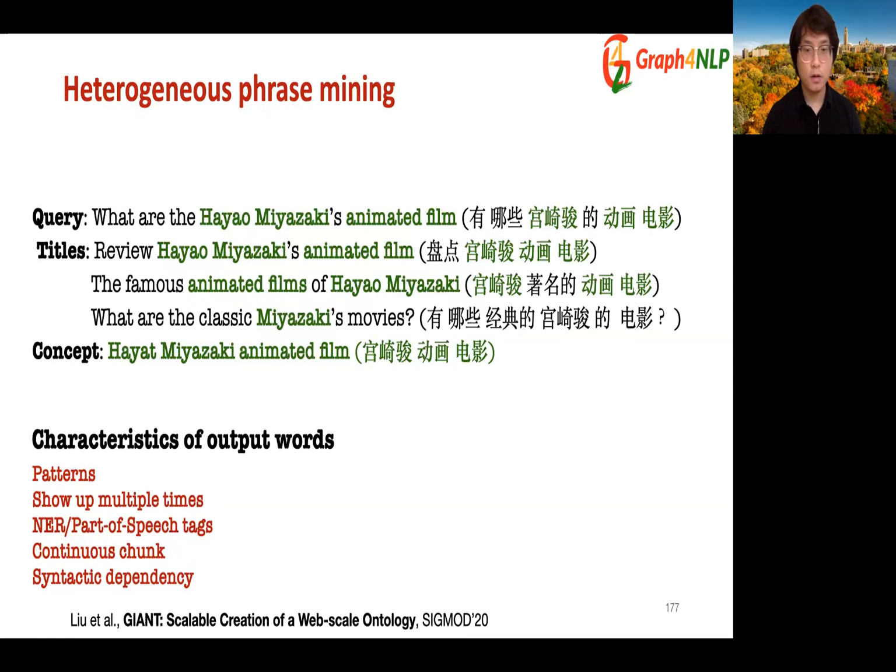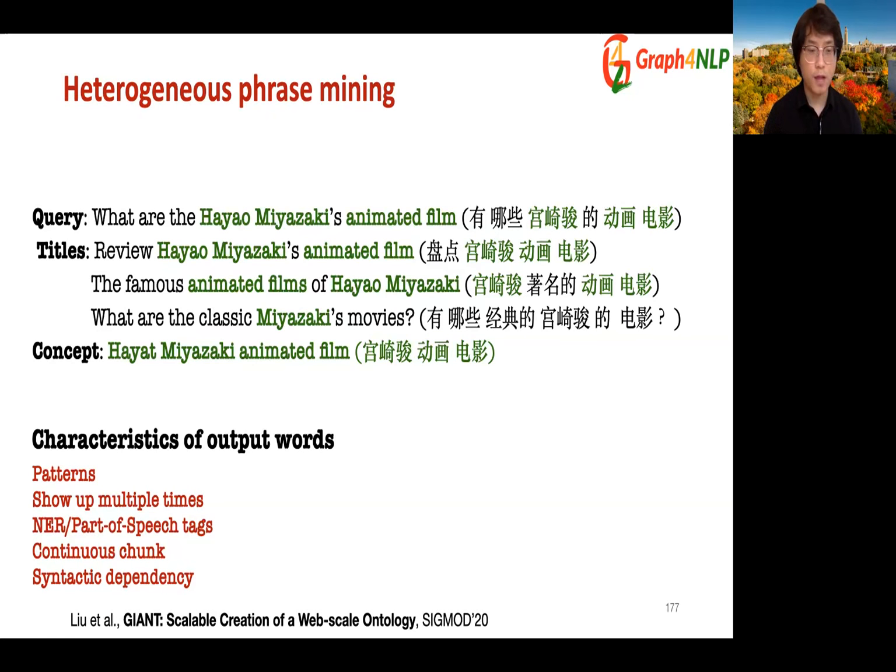For example, the phrase in the query or titles will show some patterns based on the dependency structure, and it will show up multiple times. If you are interested in this Miyazaki animated film, you will mention it in the query, and the corresponding documents will also mention it in the title of the content. Also, the named entity or part of speech tags are important features to decide whether a word may be a part of the output phrase.